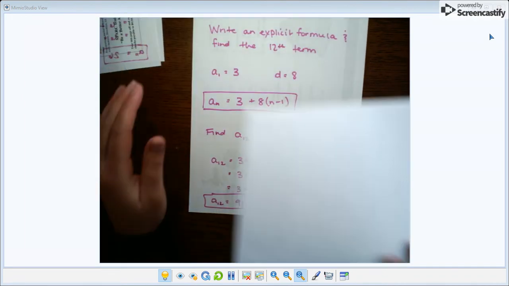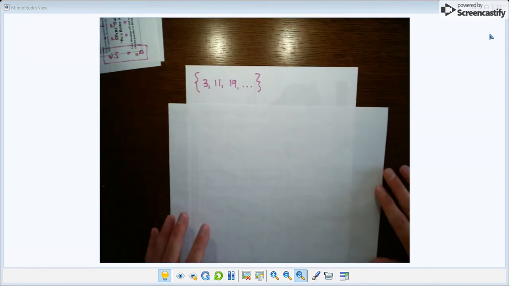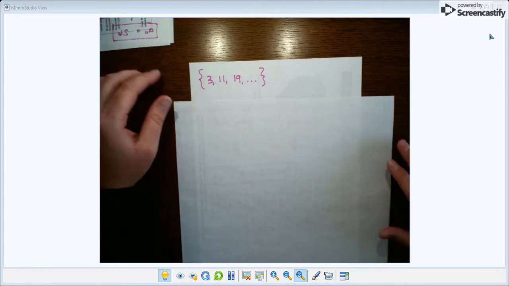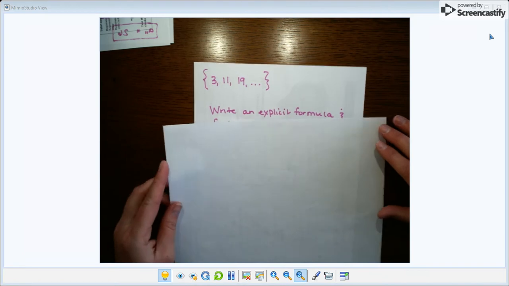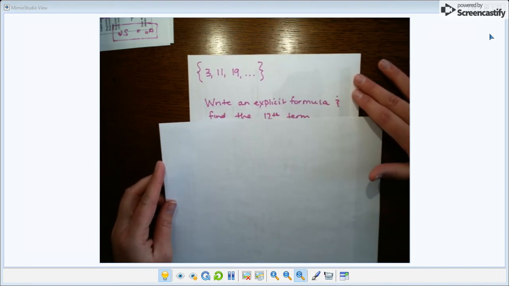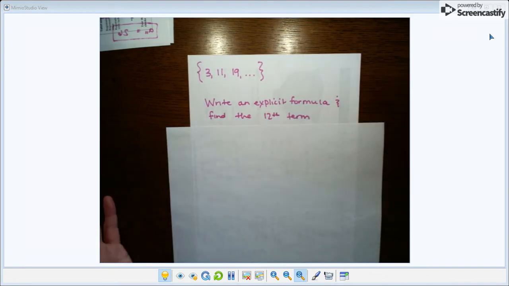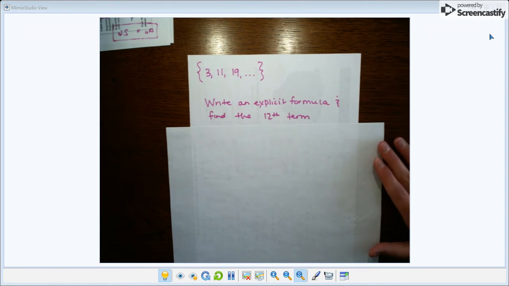Now we're given a sequence, and we need to write our explicit formula. So based off of those three numbers, we have to find enough information to write our explicit formula. And then once we have that formula, we'll find the 12th term.